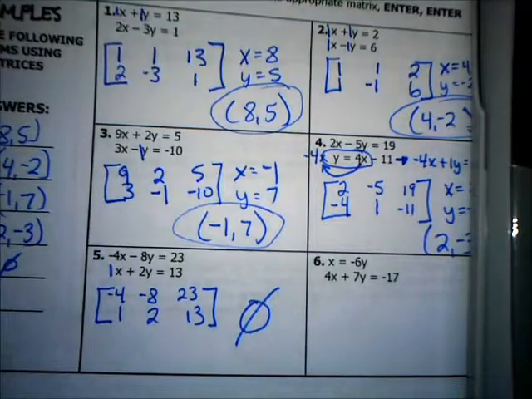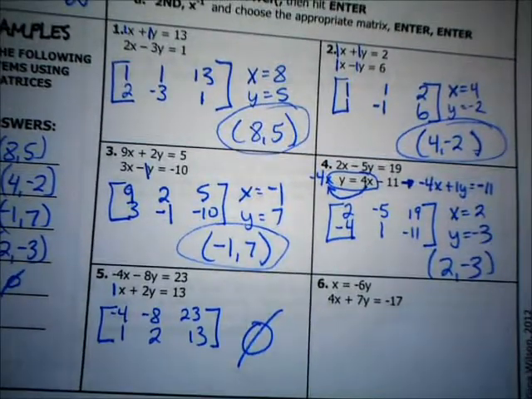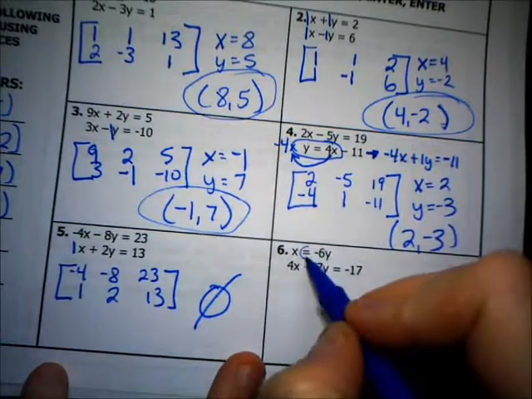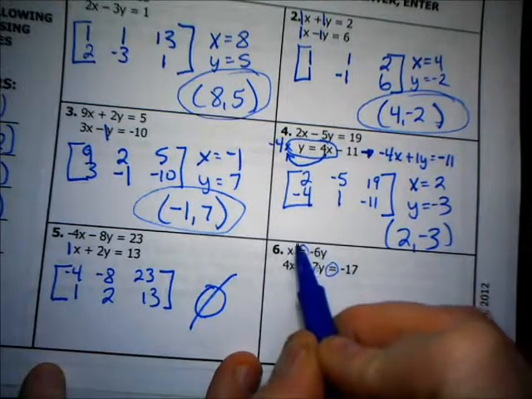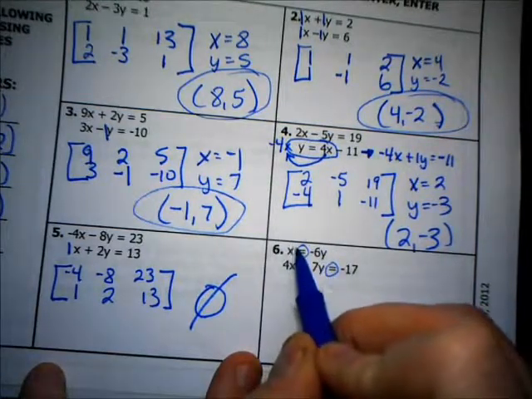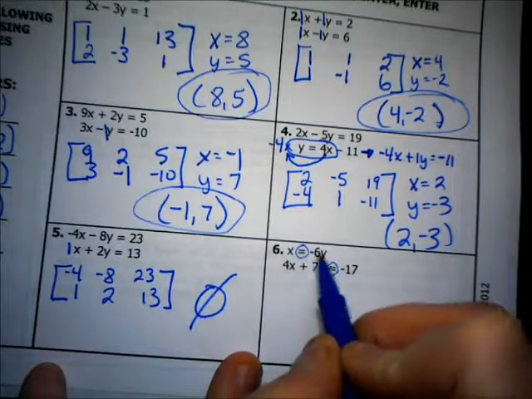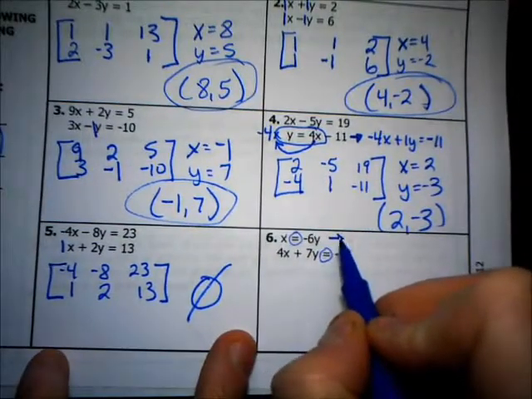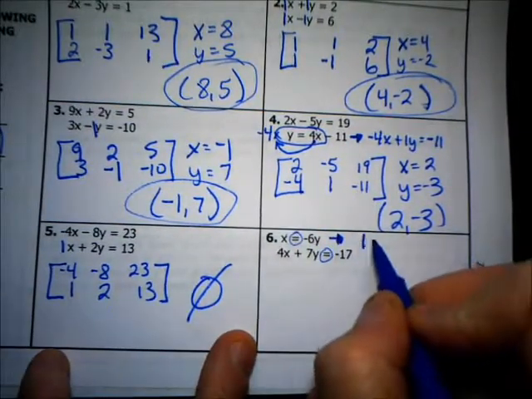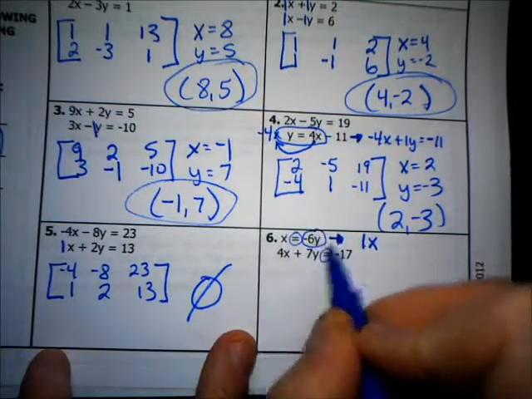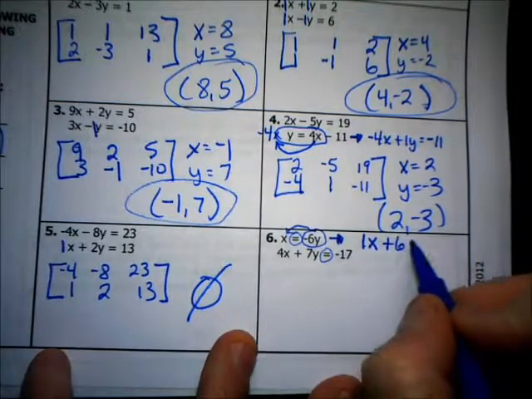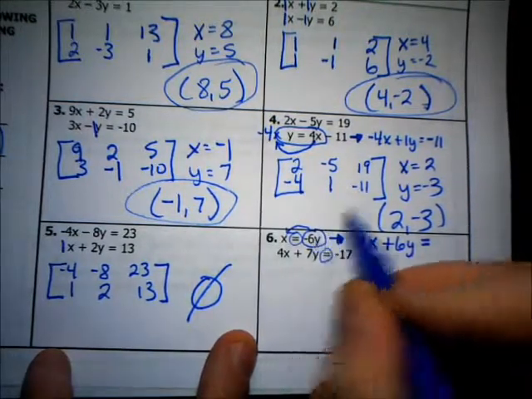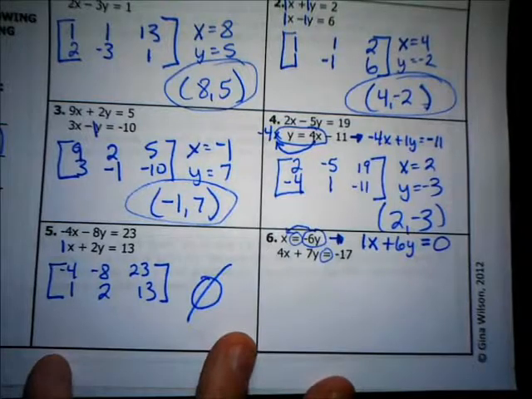Alright, number 6. Is it written in the correct form? I say no, because look at this equal sign. The equal signs don't even line up. So this y is on the wrong side of the equal sign. It needs to go back over to the right hand side. So if I rewrite this equation, I still have my x. The negative 6y, when it crosses back over, goes from a negative to a positive, equals, and then there's nothing left over there, so it equals a 0.